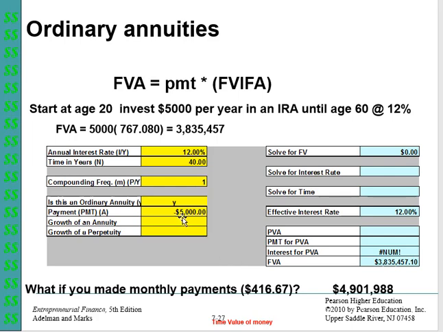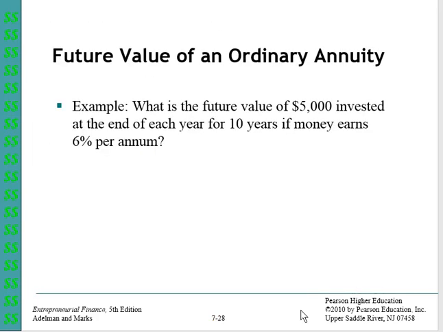Now, will this make a difference if you did monthly payments rather than annual payments? If you take $5,000 and divide it by 12, that's $416.67. If you put that number in here as negative, change the compounding frequency to 12, the same $5,000 per year grows to $4.9 million. Again, another $1.1 million almost if you invest monthly instead of annually. So the compound frequency of money works very well for us.